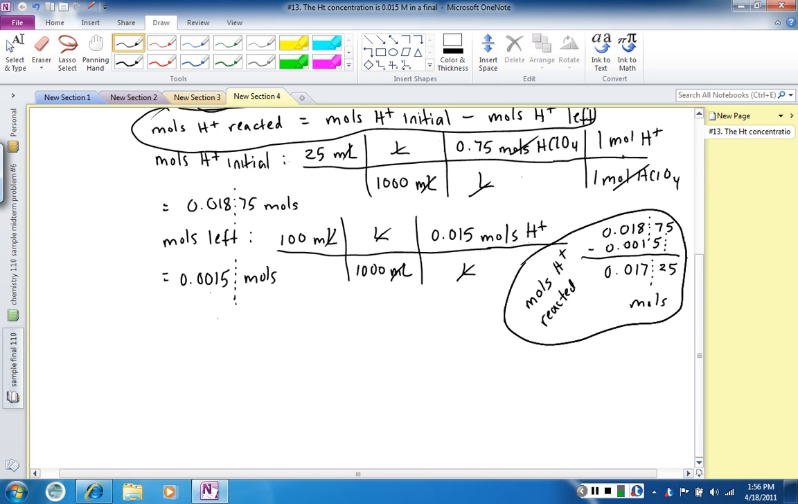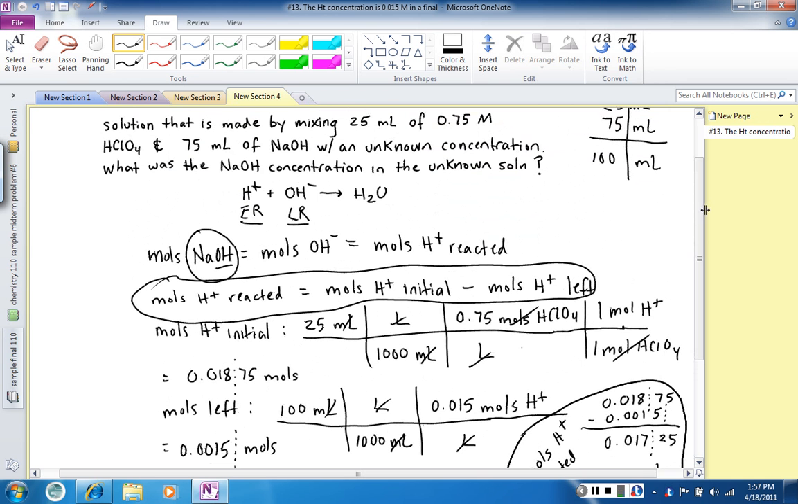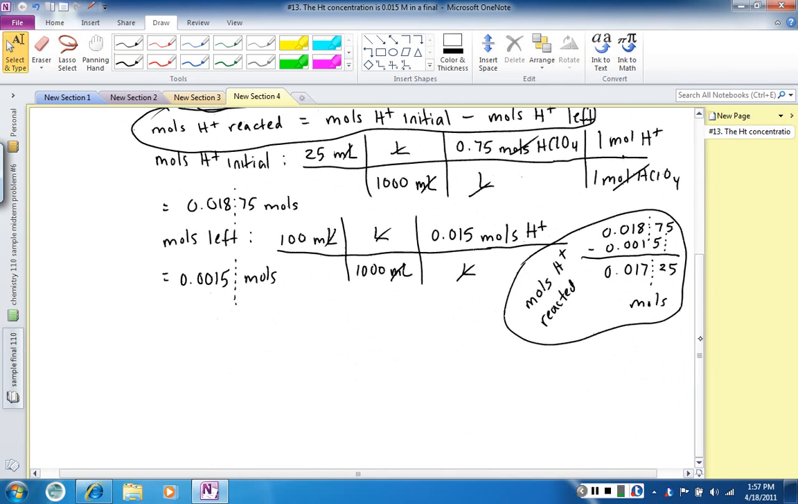So our last step, like we said up here, the moles of H plus reacted, remember we said it right here, equals the moles of OH minus reacted. So we have 0.01725 moles of OH minus.